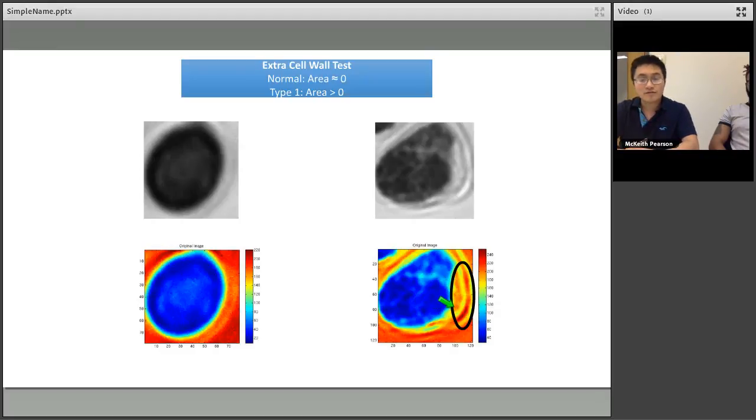What we propose with Dr. Sharbati is using a combination of his detected edges that we used earlier to find the boundaries, as well as an O2 reduction or a different type of thresholding mechanism, so that we can actually find the area of this extra cell wall. Since the normal is uniform, it should produce an area approximately 0, but a type 1 cell should produce an extra cell wall area much greater than 0. So any cell with an area of approximately 0 would be classified as normal, while any area greater than 0 would be classified as a type 1 cell.